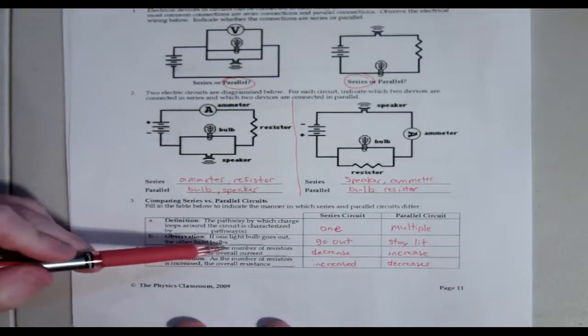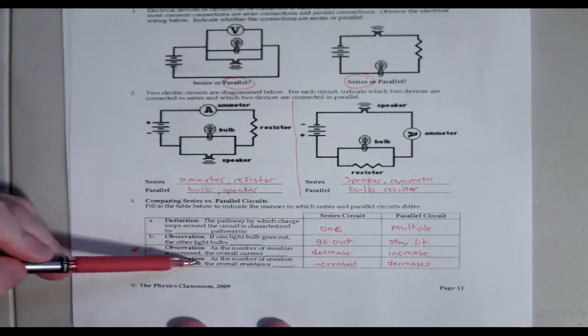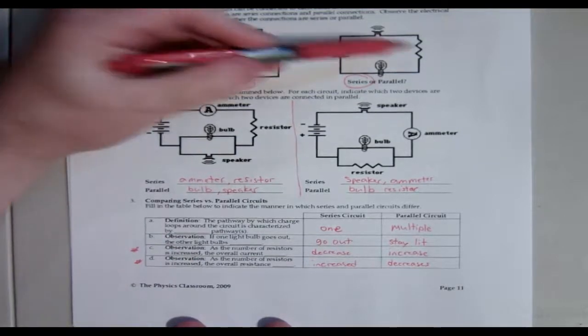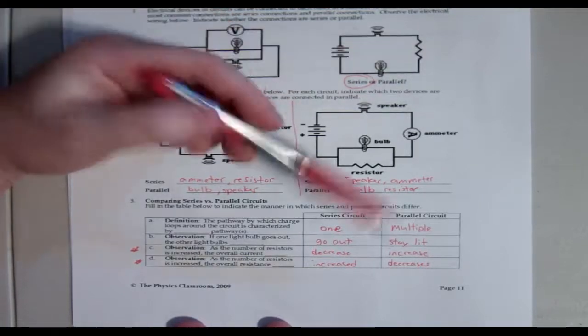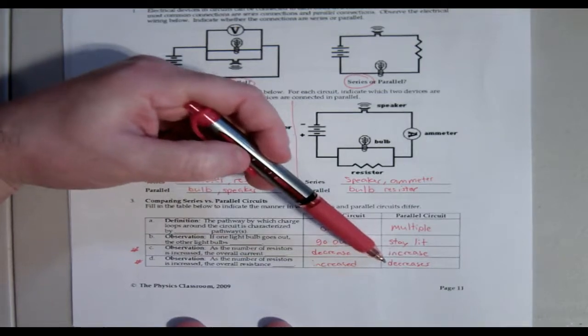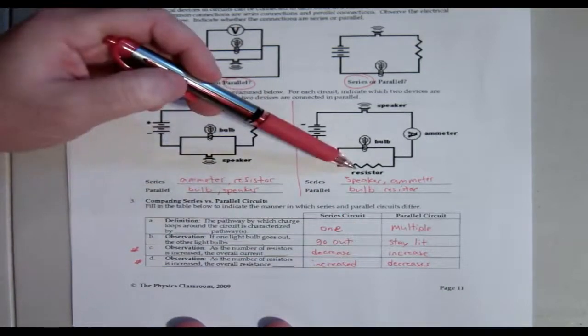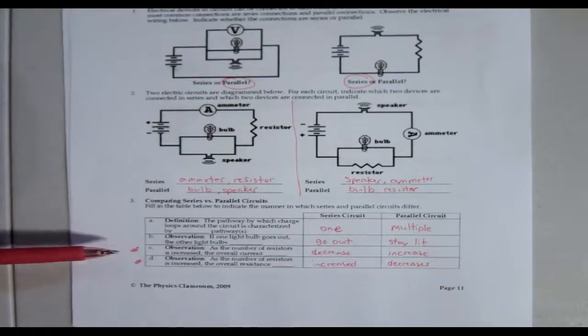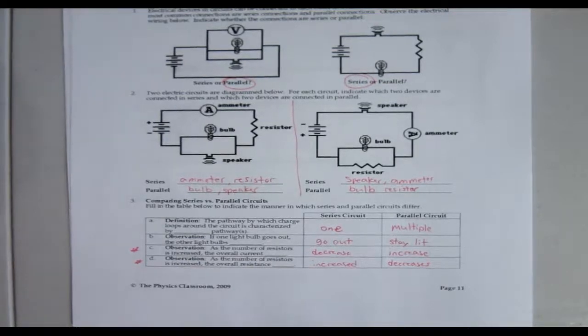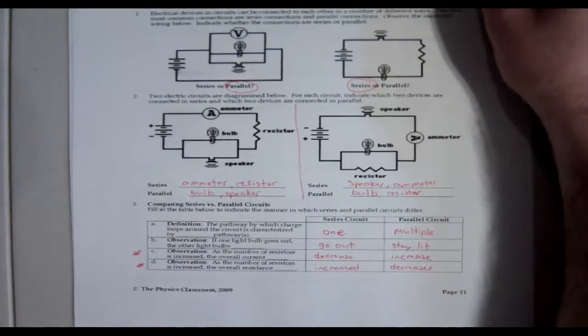As you add resistors to a series, so this is our series, as you add more and more of these resistors, the overall resistance will go up. Makes sense. In parallel, it's different. As you add resistors, the overall resistance will go down. Okay? So, again, very important. And when we get to stuff where we're going to use our formula, the formulas are very different for calculating resistance. Okay? So, let's go to the next page.